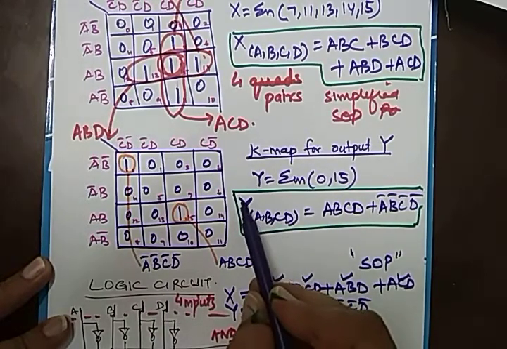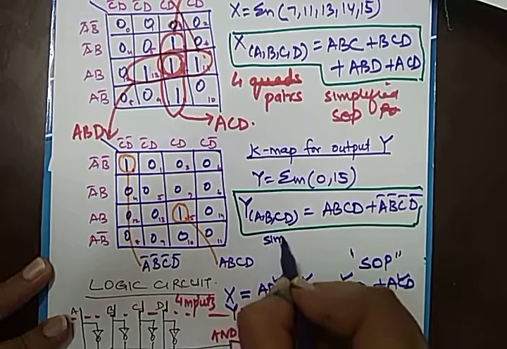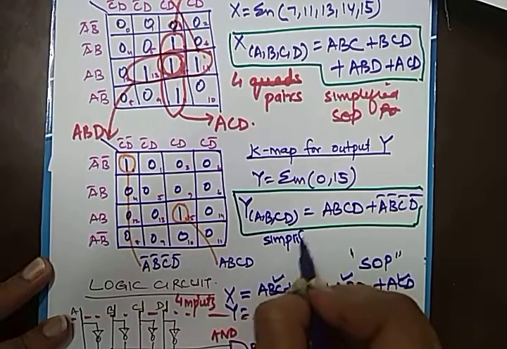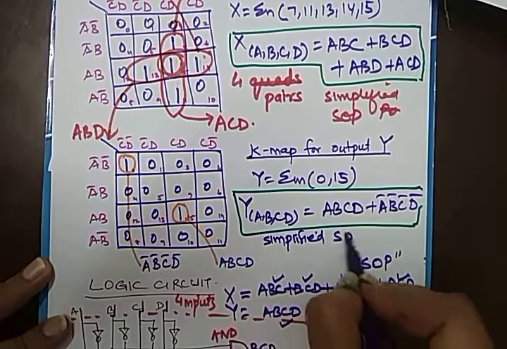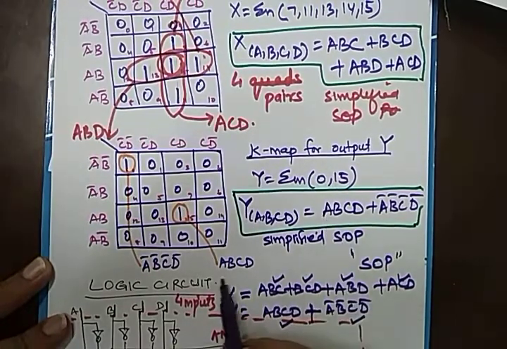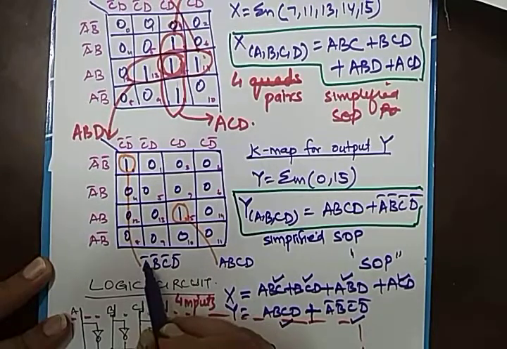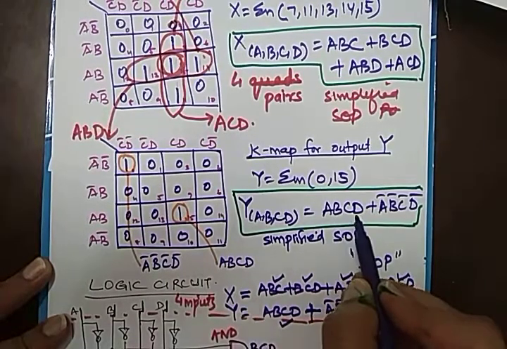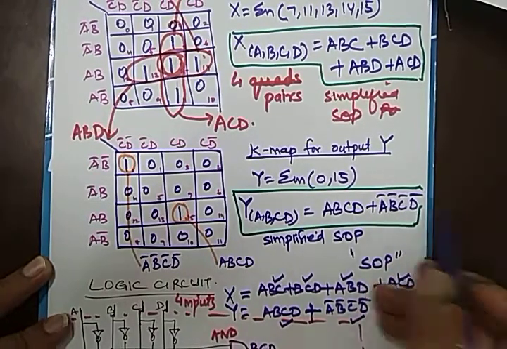The simplified SOP function for Y is then A, B, C, D plus this one. So A, B, C, D plus A bar, B bar, C bar, D bar.